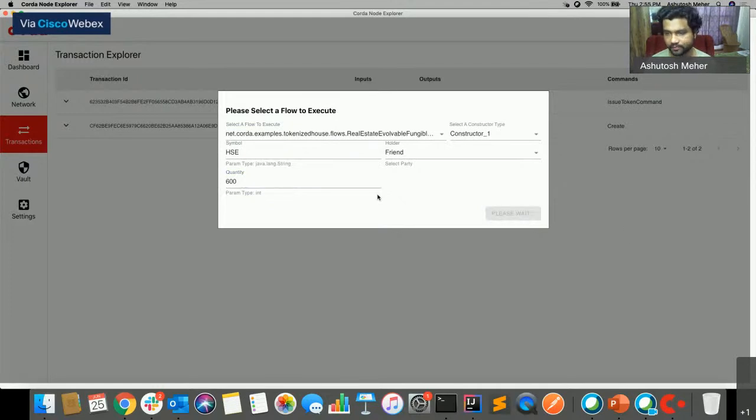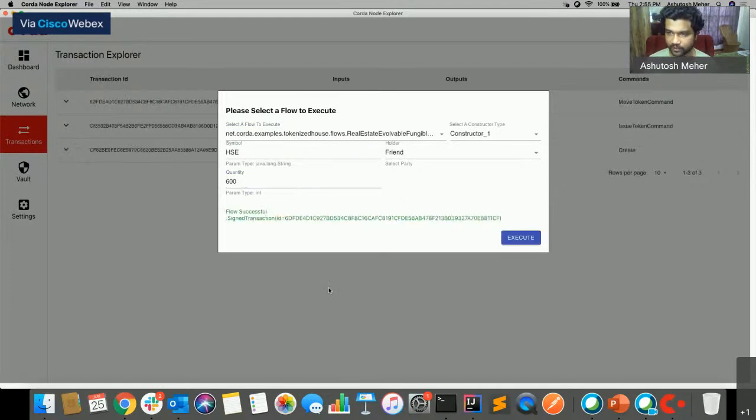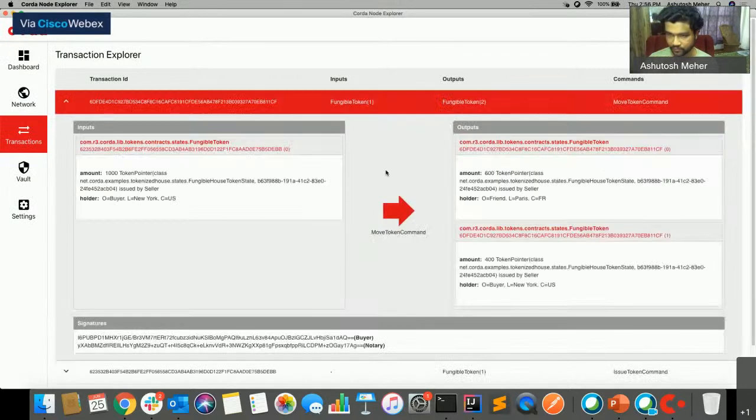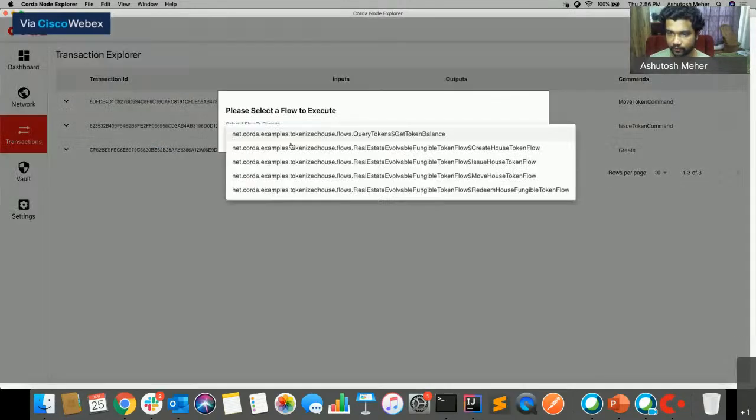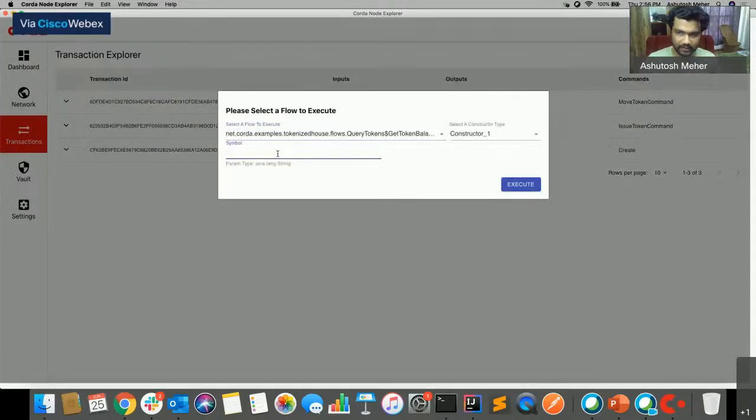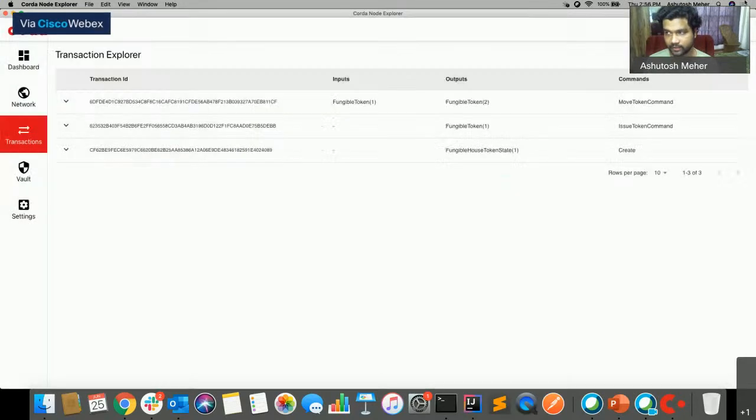So hitting execute and the transaction is completed. There you go. So you get a good UTXO kind of thing here. You had 1000 as an input to the transaction, 600 was moved to friend, 400 is retained by the buyer. I can validate that with my query. Just say HSE, execute, and there you go. You currently have 400 tokens with you. And obviously the 600 would be with the friend.